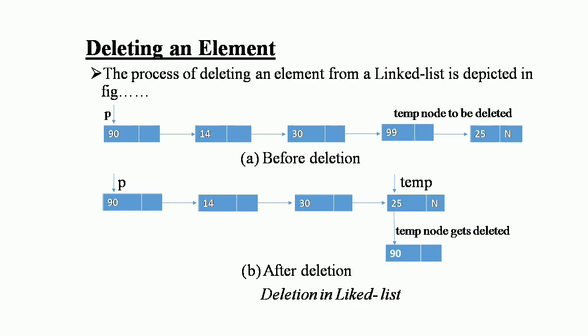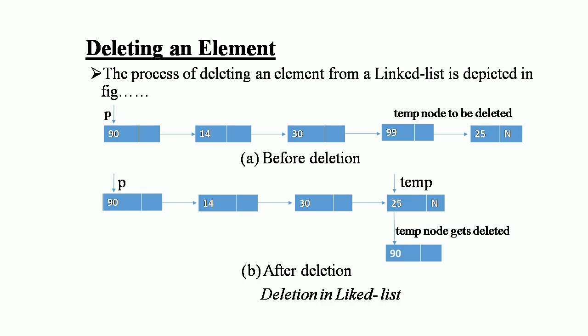If you want to delete an element, for example 99, what you have to do is give that node a name, the temporary node. You can give each node an individual name. For example, I consider the first element as P, the second as Q, then R, S, T, etc. It depends upon the head node.